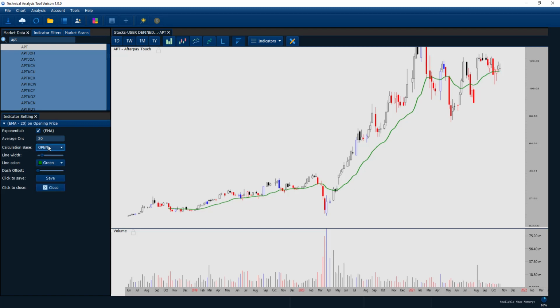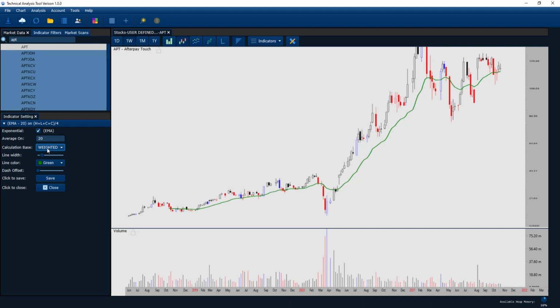Here you can change the calculation base: closing price, open price, high price, low price. All of them you can use, and also you can use a combination of those four. For example, if you pick the median, that is the high price plus low price divided by 2. Typical, you can use the high price plus low price plus C, meaning closing price, divided by 3. You can even have the weighted price here. So pick any one that is best suited for your chart.